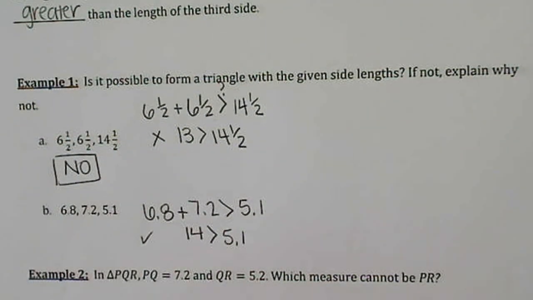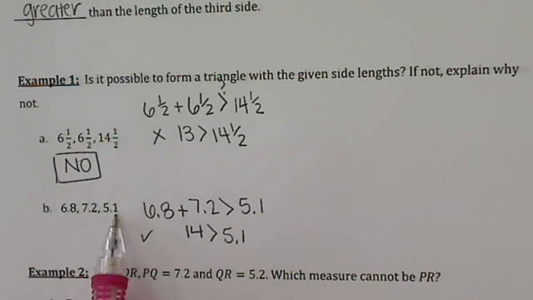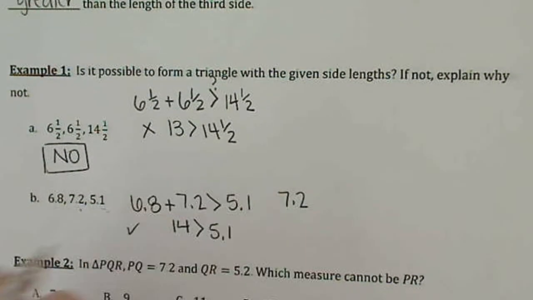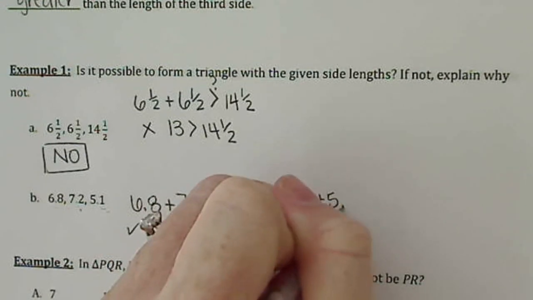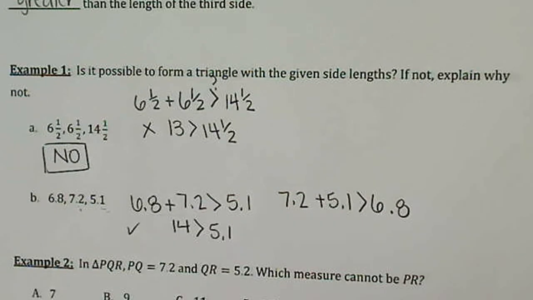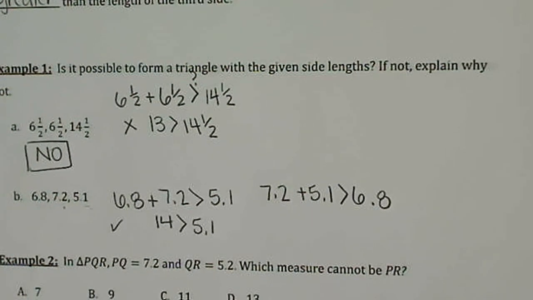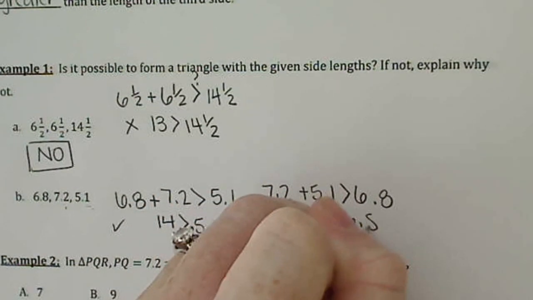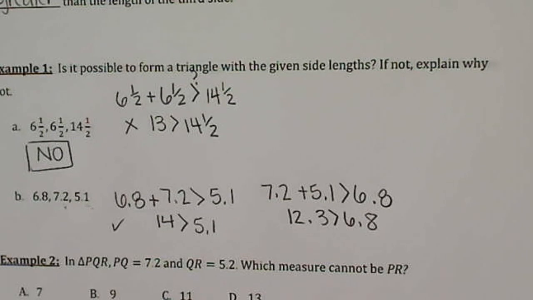Yep. Okay, let's check these two sides. Let's see if they're greater. 7.2 plus 5.1. Is that greater than 6.8? 12.3 is greater than 6.8. So, yep, that one's true also.